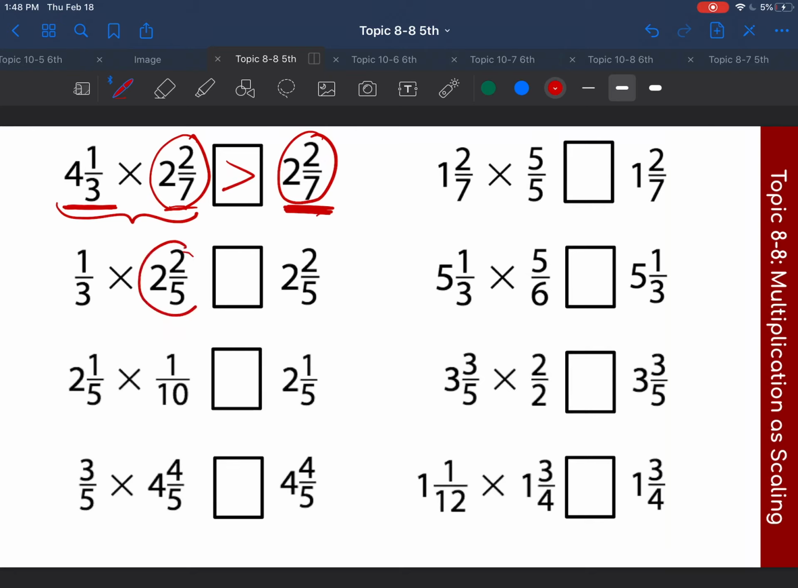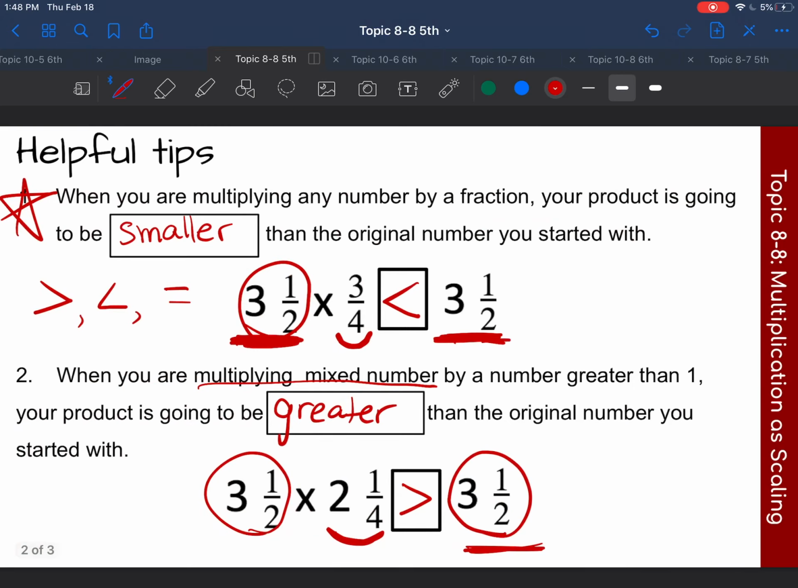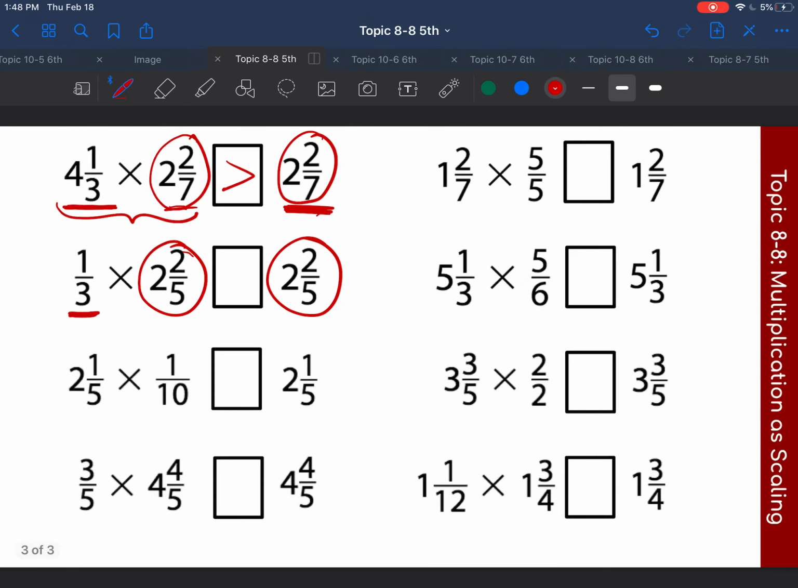This next one, we also have 2 2/5. That is the same in both, but in one of them we're multiplying the 2 2/5 by a third. And if you look right here, it says when you are multiplying a number by a fraction, the answer is going to be smaller than what you started with. So this is going to be less than 2 2/5.